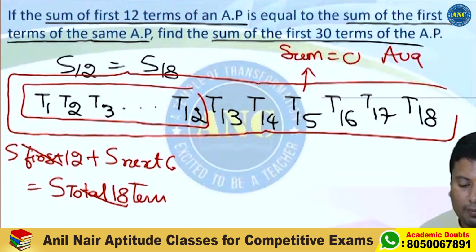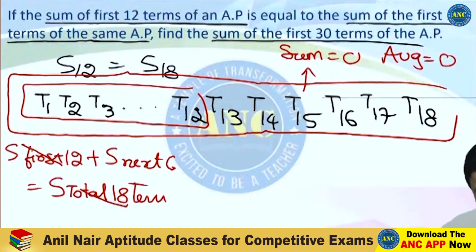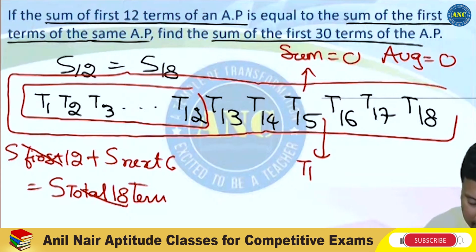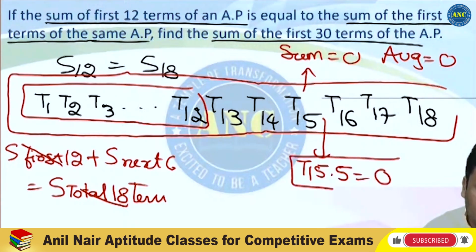Average is SN by N. Average of the last 6 terms should be 0. Average of the last 6 terms is 0, 3 and next 3, that means the average is T15.5, which is 0.